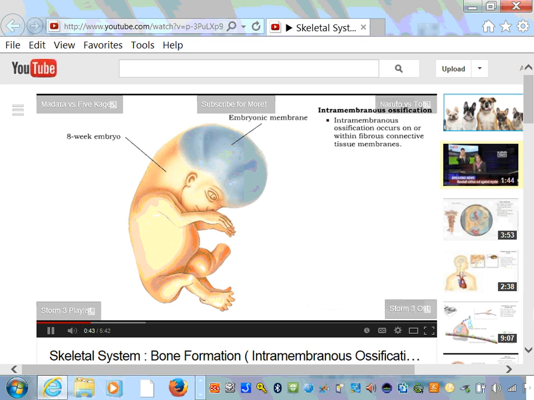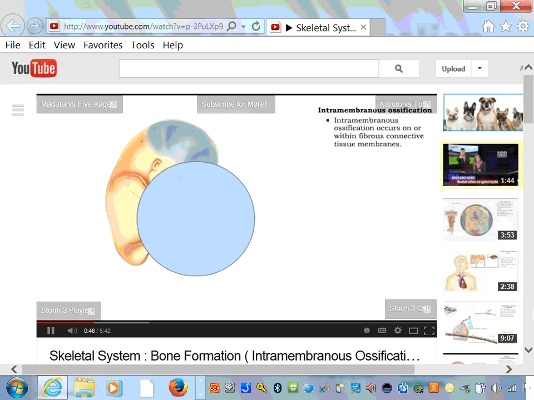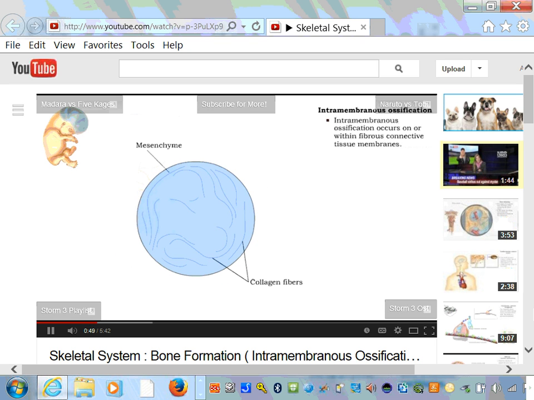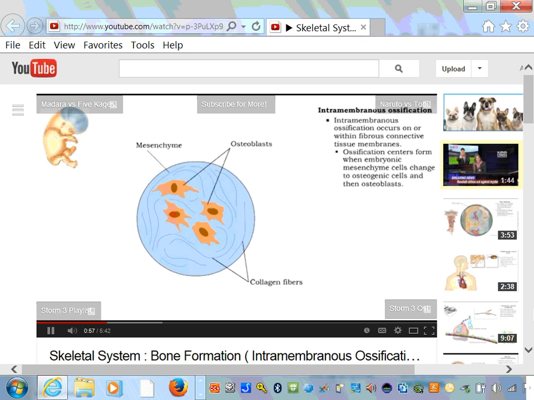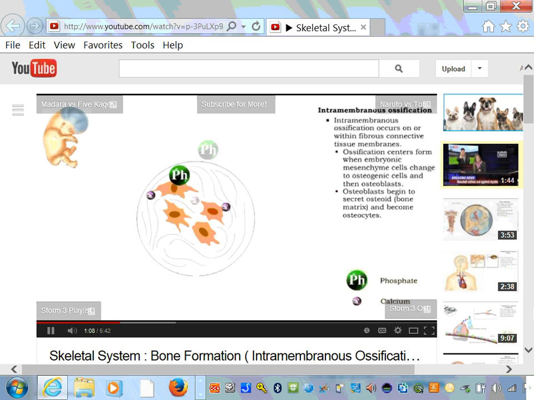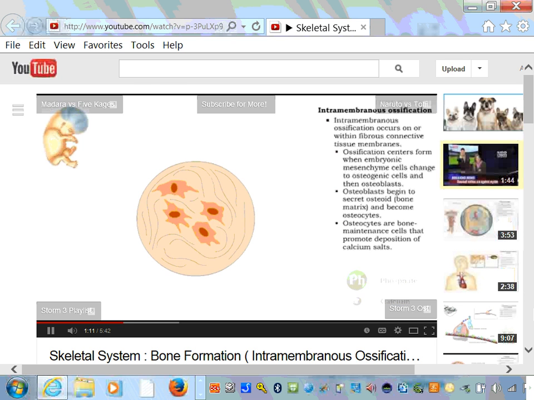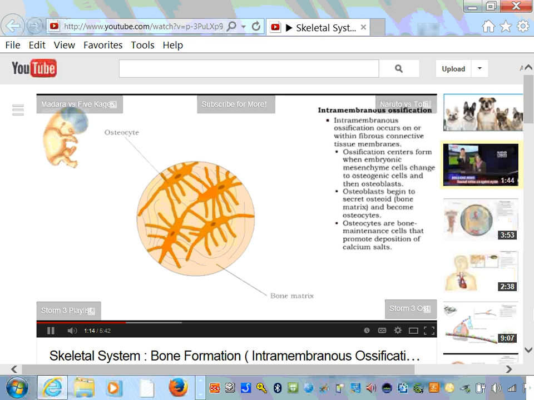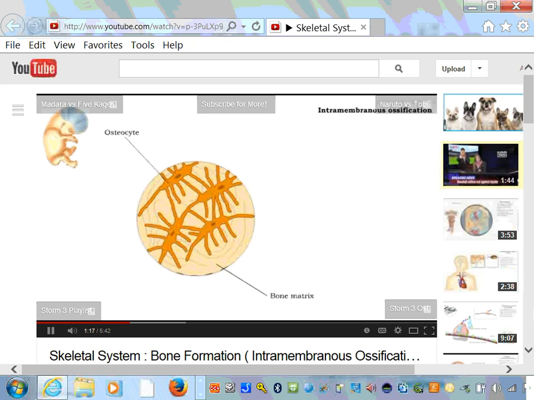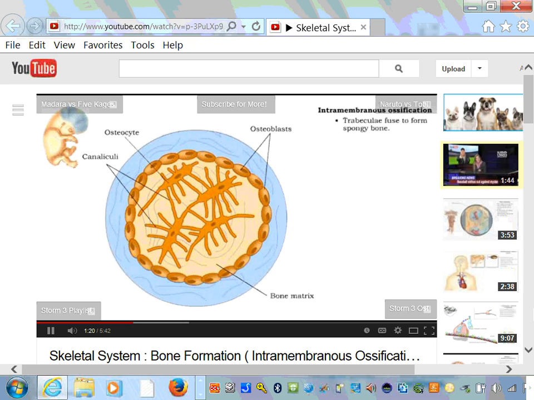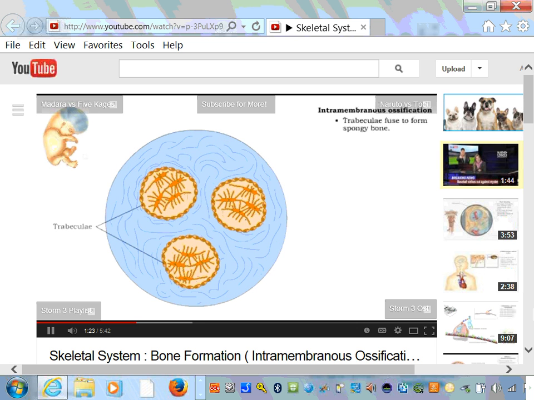During intramembranous ossification, bone is generated on or within fibrous connective tissue membranes. As the process begins, mesenchymal cells differentiate into osteoblasts in regions called ossification centers. The osteoblasts secrete osteoid, or uncalcified bone matrix. Over a few days, osteoblasts become osteocytes, and calcium and other mineral salts are laid down, hardening the matrix. The bone matrix develops thin columns of bone called trabeculae, which fuse to form spongy bone.